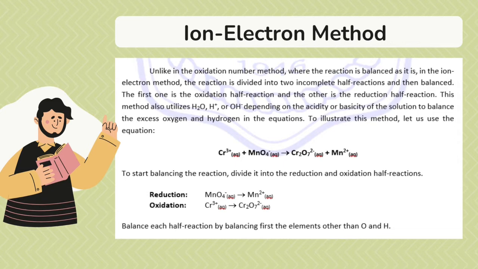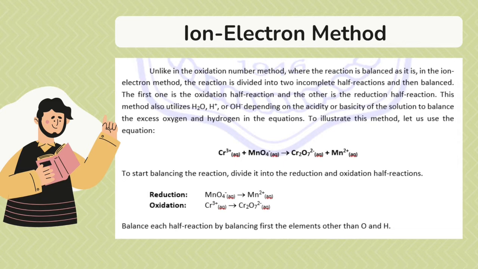the equation. So to illustrate this method, let us use the equation Cr3+ aqueous plus MnO4- aqueous yields, or produces, Cr2O7 2- aqueous plus Mn2+ aqueous. So to start balancing the reaction, divide it into 2 sets of half reactions. The first one is the reduction and the other one is the oxidation.